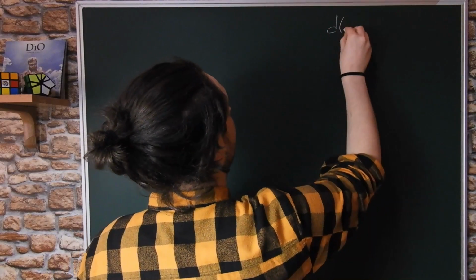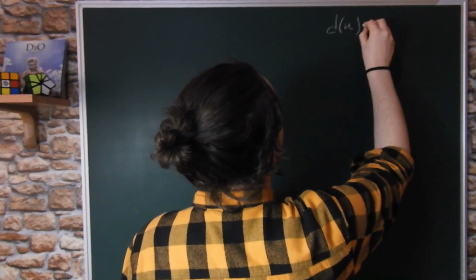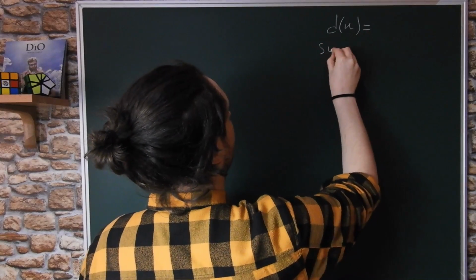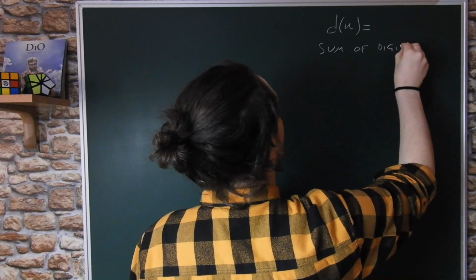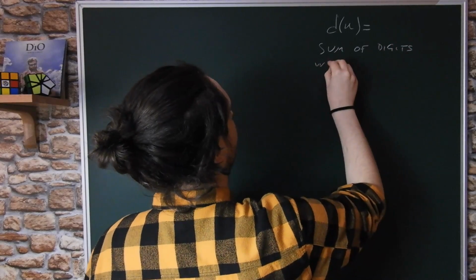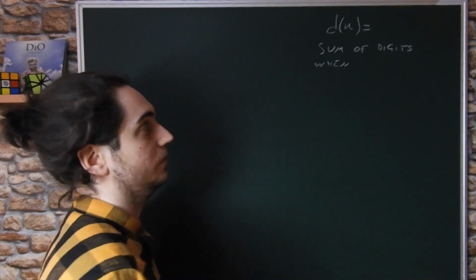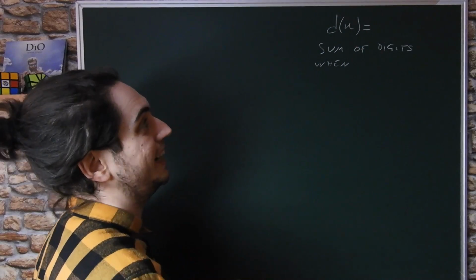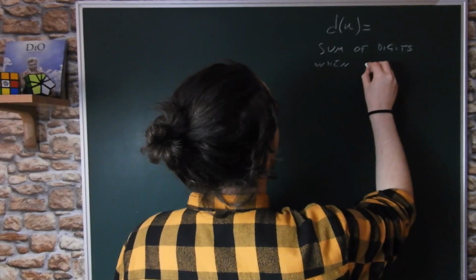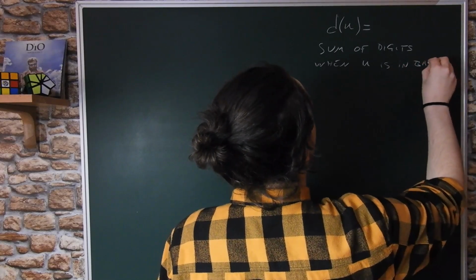Let me write it at the top of the board. So, we have d(n), which is the sum of digits when n is written in base 2. So the sum of the digits of n in its binary expression.